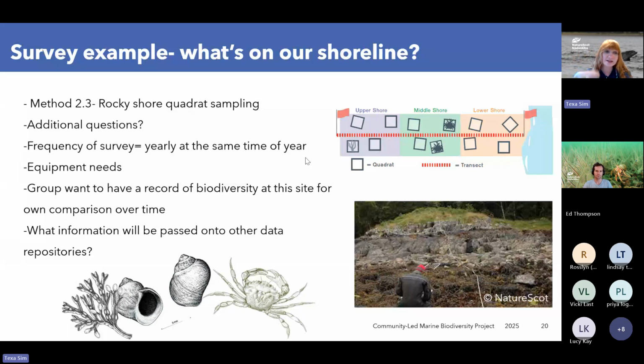And ultimately, in this example, the group that are doing this survey want to have a record of the biodiversity through their shore zones for their own comparison over time. And then again, thinking about where those data are going to end up down the line, hopefully into Marine Recorder Online and on to other places, which we've spoken about.